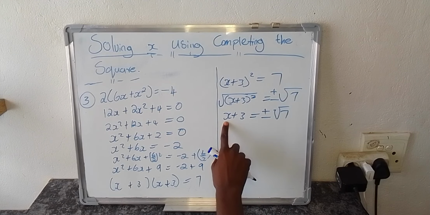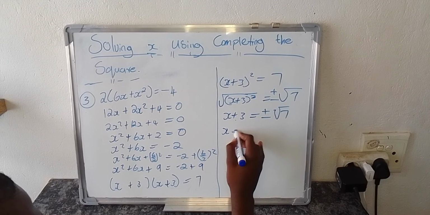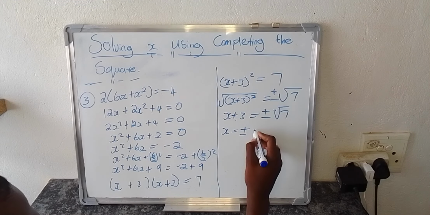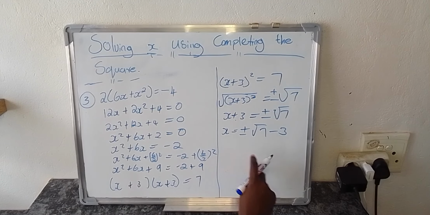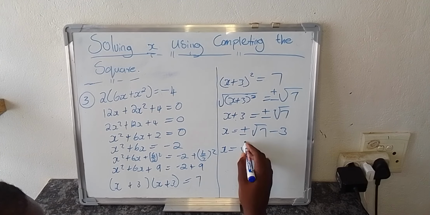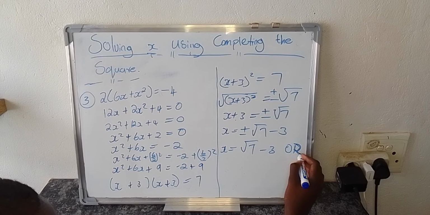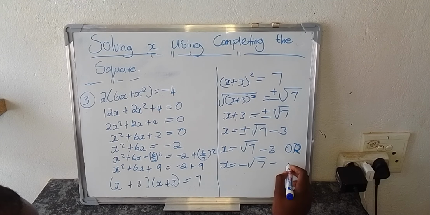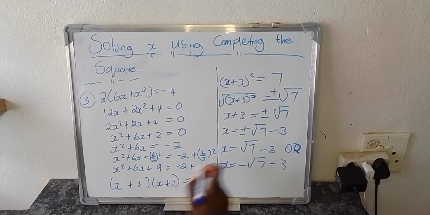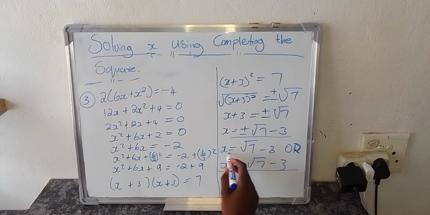So now let's try to isolate this x. We are going to take this positive 3 to the right hand side, meaning we are going to be left with x is equal to positive or negative square root of 7 minus 3. And we have stated that we can write this final answer as x is equal to square root of 7 minus 3, or x is equal to negative square root of 7 minus 3. So this is our final answer, or you can write it like this from here until here.